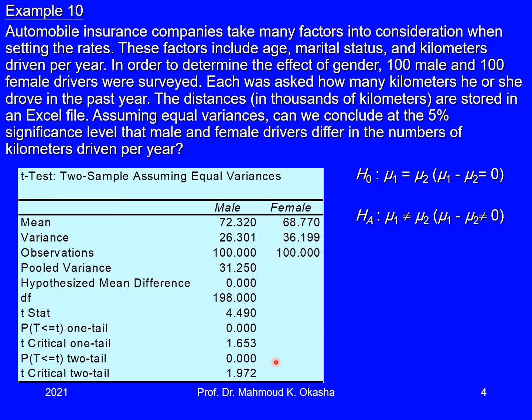So the p-value is around 0, a very small value, less than 1%, not just 5%. As long as the p-value is so small, we can safely reject the null hypothesis. This null hypothesis says the means are equal, so we conclude that the means are not equal.